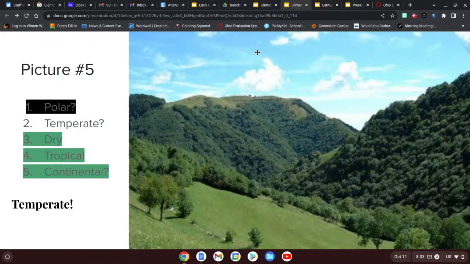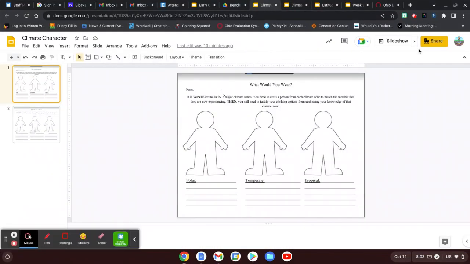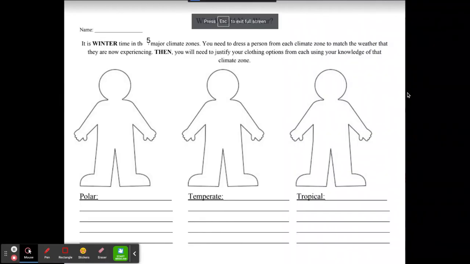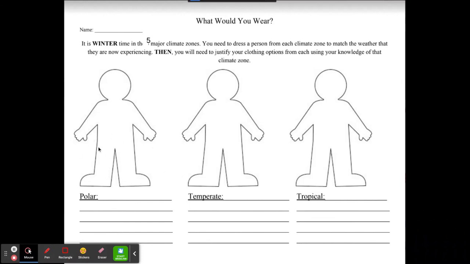Okay. So today, what you're going to be doing is filling out a worksheet. It says, in the wintertime, in the five major climate zones, you need to dress these people based on what they would be wearing and justify your clothing options using your knowledge of climate zones. So remember, this is in the wintertime. If I have my polar region, what would I dress somebody who lives at the North Pole in the wintertime? And you would dress him up, okay? Temperate, remember this is very much like where we currently live. What is something we would wear?